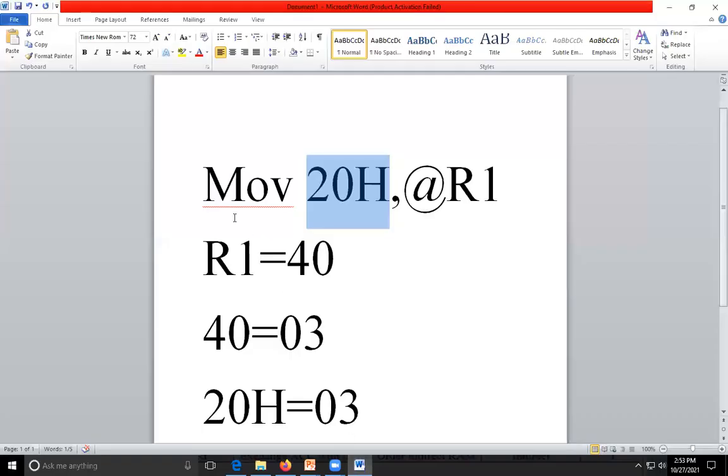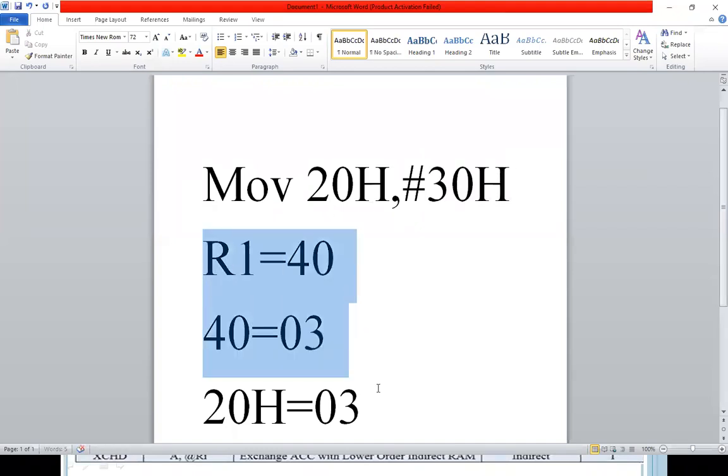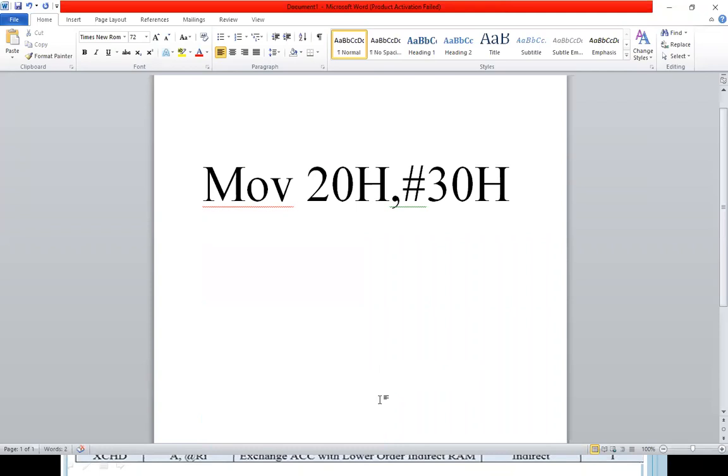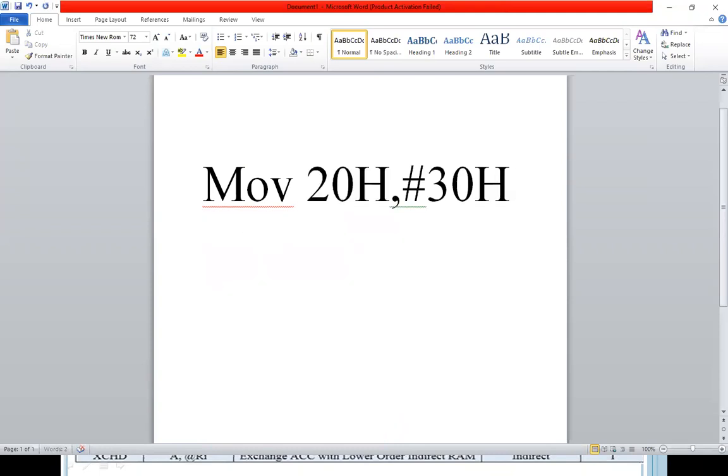See, move 20H, removing this hash, 30H is there. So what is the meaning of that? This 20H is the location. At that location, you transfer the 30H.